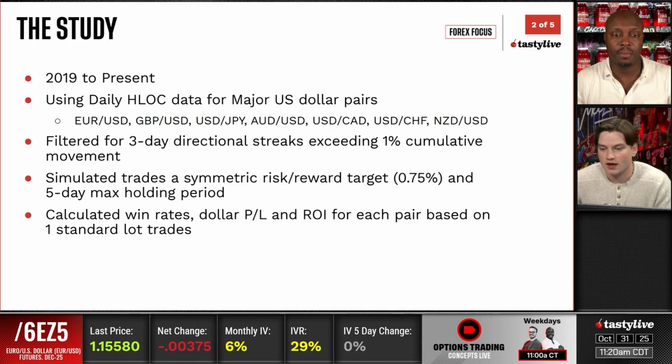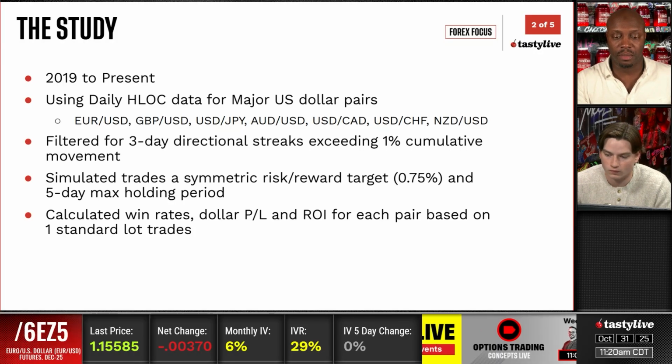So, okay, that's what I used. But for this, I believe it was just closed data, as I only looked at 3-day directional streaks. So the rolling closed data. Love it. All right.